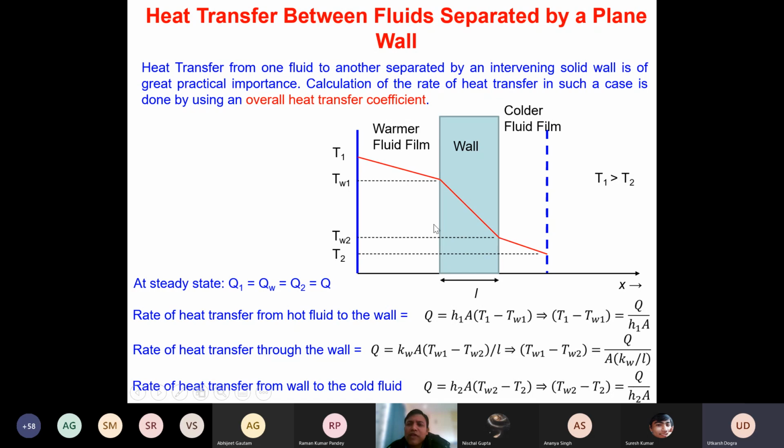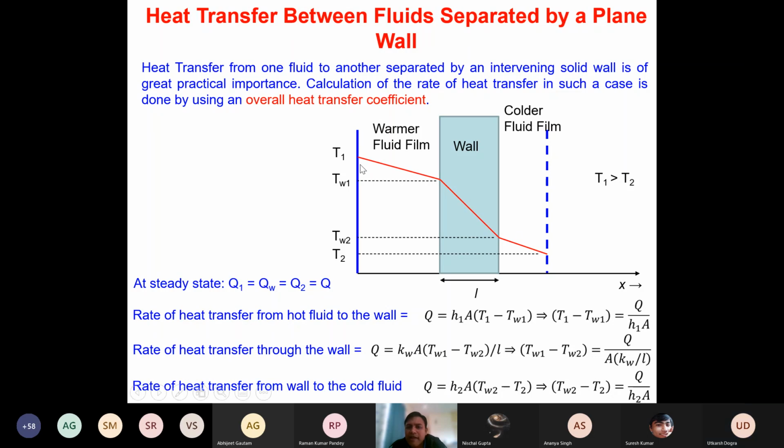Okay. So let's do the analysis of the heat transfer here. Again, we are looking at the steady state heat transfer. That's why we are getting a straight line here without any curve, isn't it? And there is no generation occurring in the warmer fluid, the wall, as well as the colder fluid. That's why we are getting straight lines here. Do you all agree? Yes, sir.